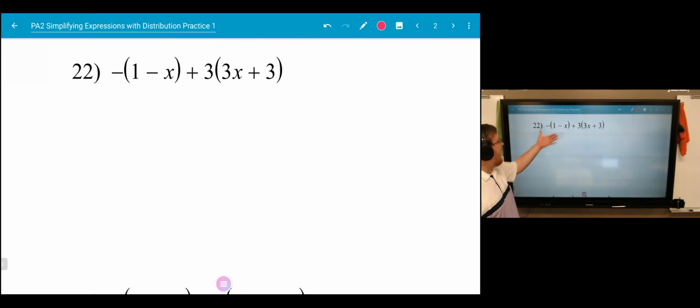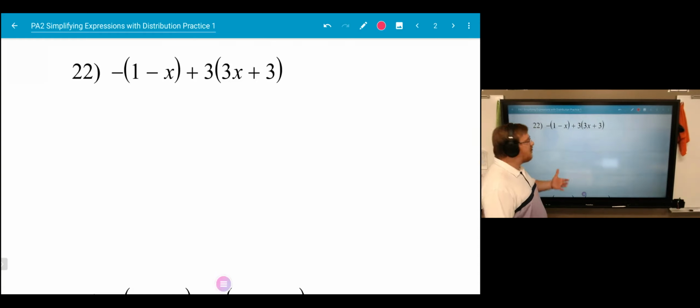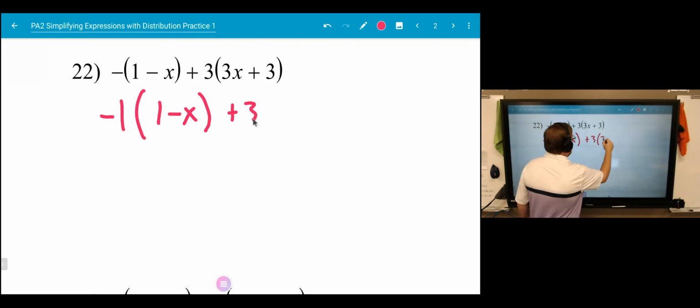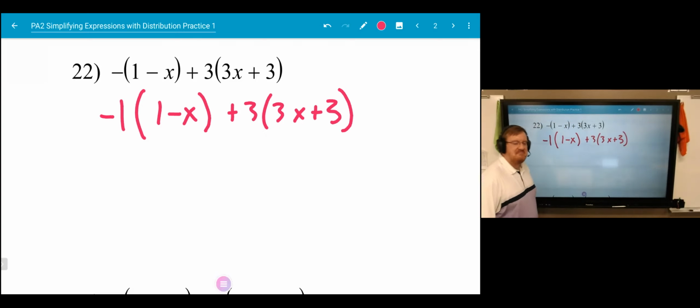I've got this negative hanging out front. Negative times 1 minus x plus 3 times 3x plus 3. Why is that negative there? What does that do? Just like if there was not a negative out there, this acts like negative 1 on the outside times 1 minus x plus 3 times 3x plus 3. Okay, I'm seeing where we're going with this.